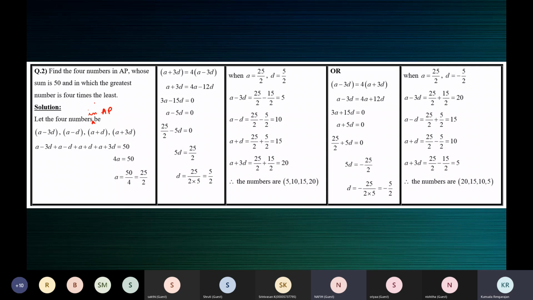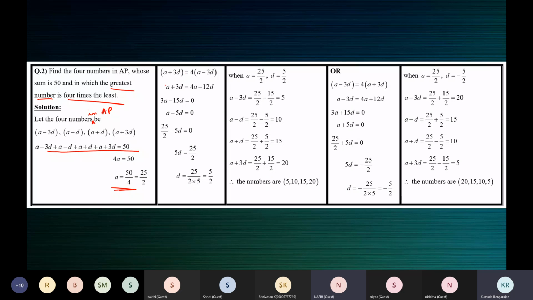So the sum is 50. That means add all the 4 expressions and equate to 50. From that you get the value of A. And then it's given that the greatest number is 4 times the least.